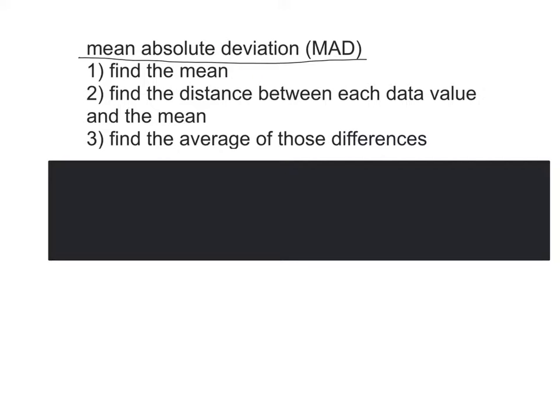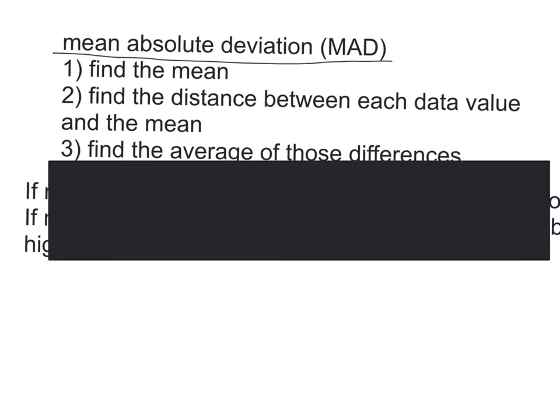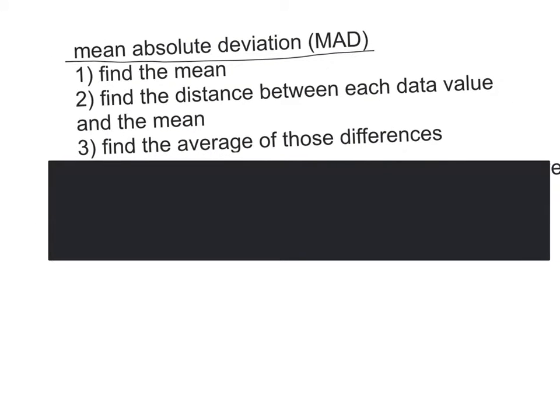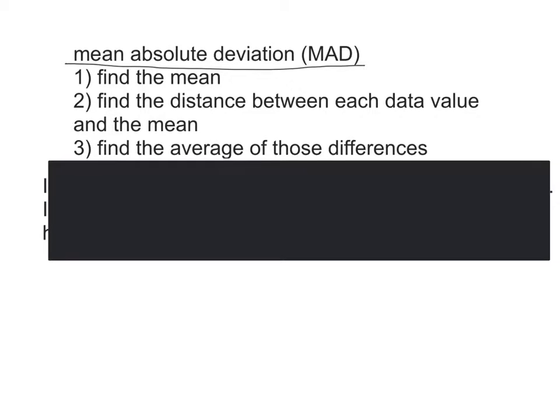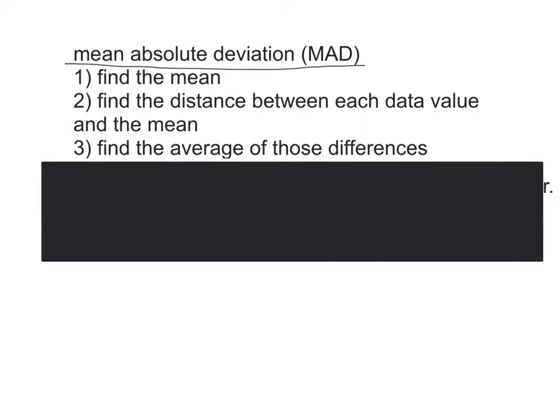Next thing we're going to look at is called mean absolute deviation, or MAD. To get a mean absolute deviation, the first thing we're going to do is find the mean. Then we're going to find the distance between each data value and the mean, and then find the average of those differences. That's how this is computed.